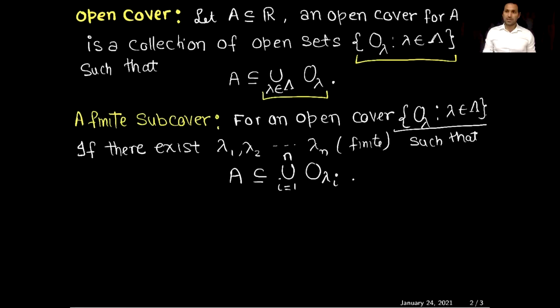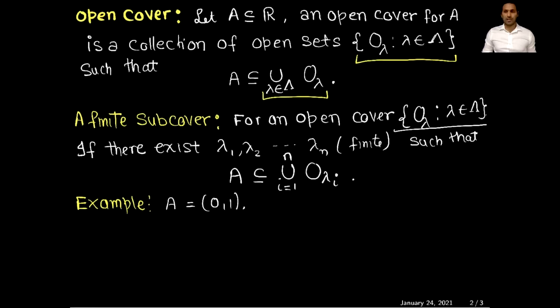So the difference between an open cover and a finite subcover is that an open cover can have infinitely many elements in that collection. However, the finite subcover must have a finite number of elements in that collection. Let me give you a few examples of open cover and also a finite subcover.